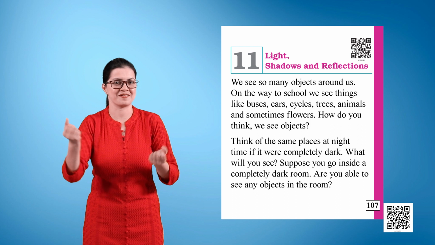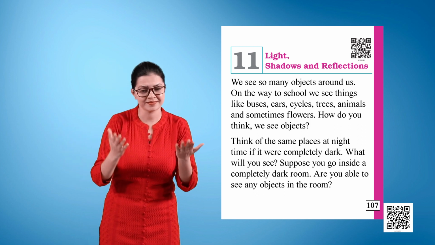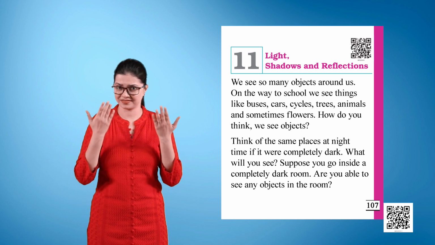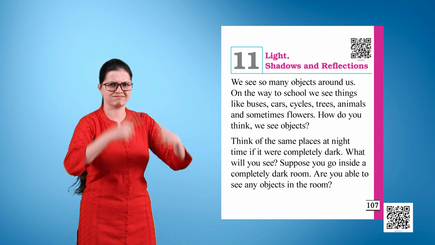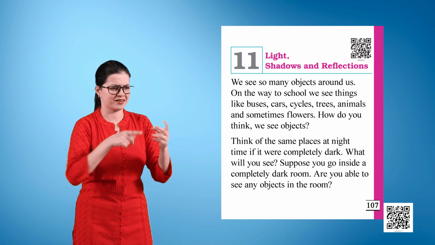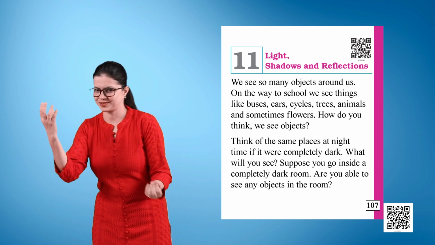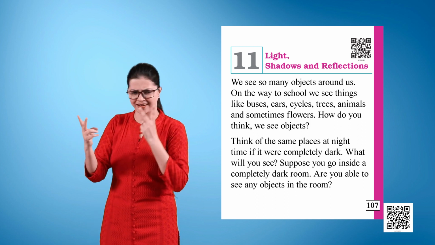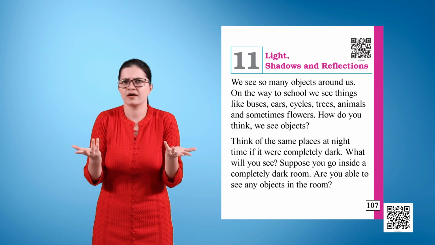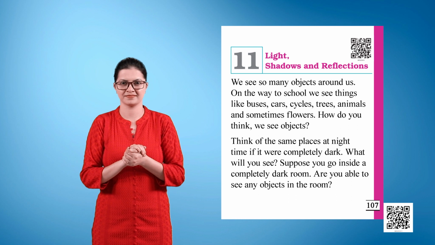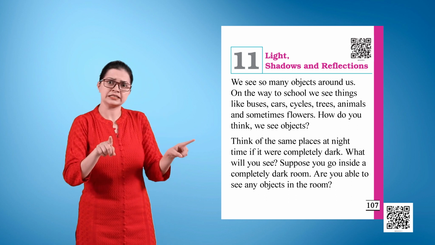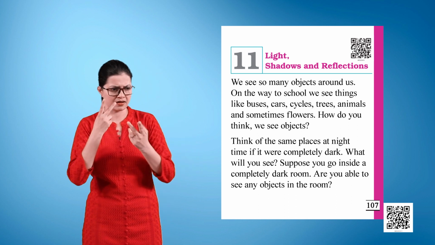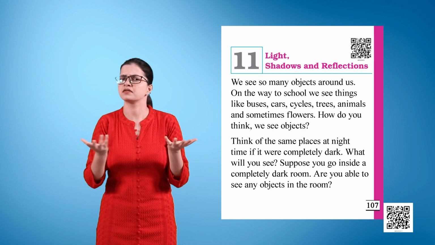We see so many objects around us. On the way to school, we see things like buses, cars, cycles, trees, animals, and sometimes flowers. How do you think we see objects? Think of the same places at night time if it were completely dark. What will you see?